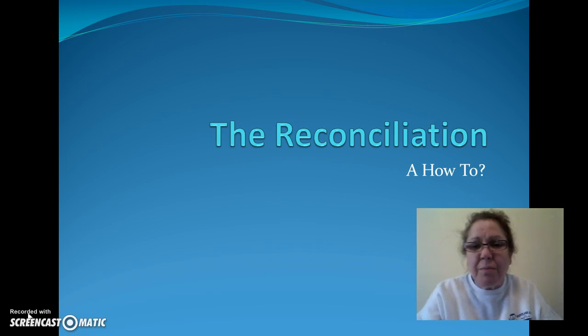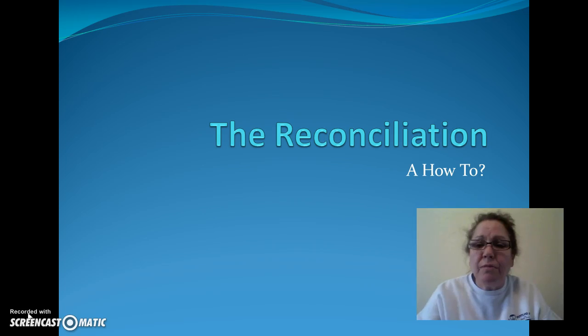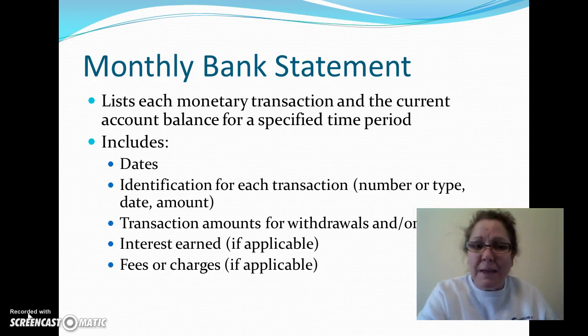You're familiar with the checkbook register, which you learned in your previous lesson. So now we're going to talk about how we reconcile that. And what do we reconcile it against? Well, the bank's going to have their records, you're going to have your records, and they really do need to match. So we're going to look at the monthly bank statement.